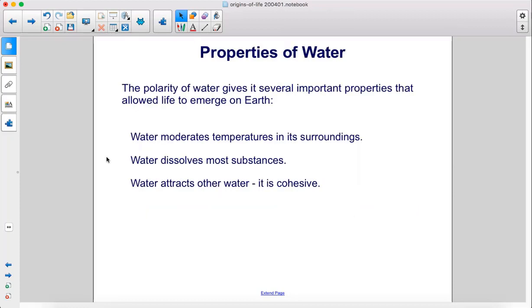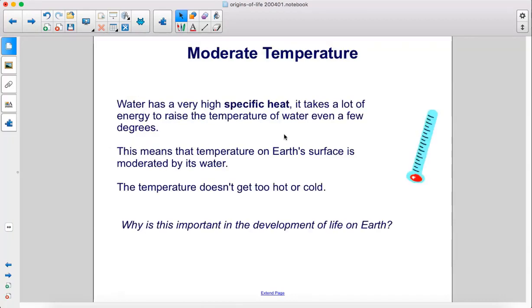The polarity of water gives it several important properties that allowed life to emerge on Earth. Water moderates temperatures in its surroundings. Water dissolves most substances. Water attracts other water. It is cohesive. Water has a very high specific heat. It takes a lot of energy to raise the temperature of water even a few degrees. This means that temperature on Earth's surface is moderated by its water. The temperature doesn't get too hot or too cold. Why is this important in the development of life on Earth?